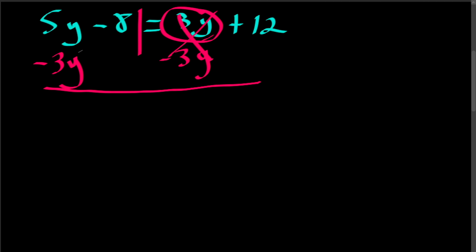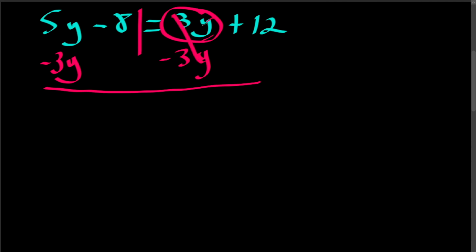5y minus 3y, those are like terms. Now, notice that I did not put this 3y over or under 8. Here's why. 3y and 8 are not like terms. So there's no reason to even stack this under 8 because you're just going to confuse yourself. So stack your like terms. That way you can help yourself out to not make any mistakes.